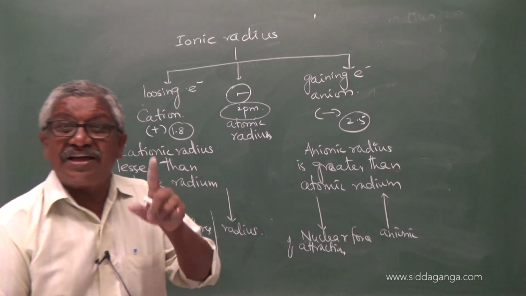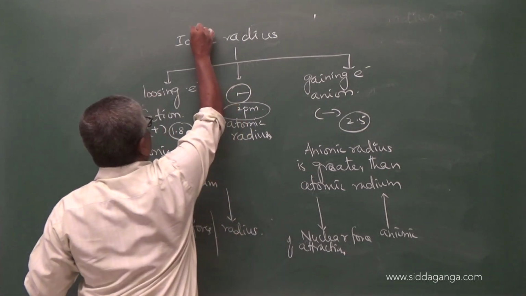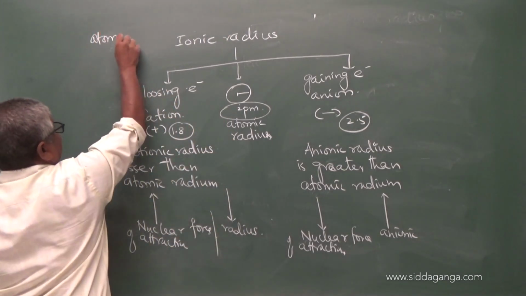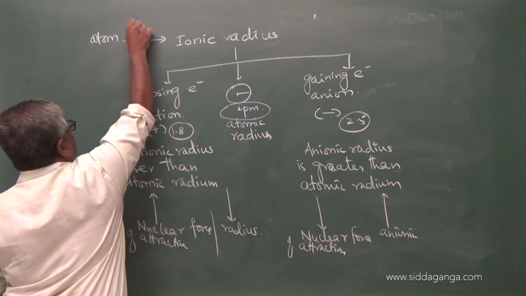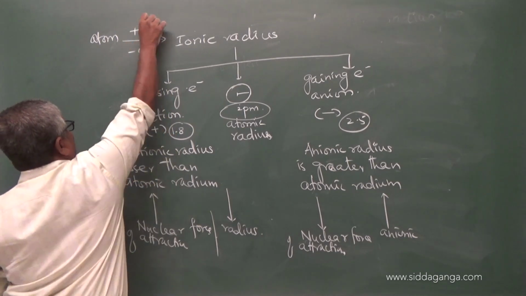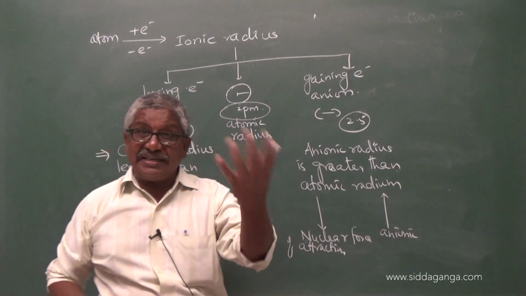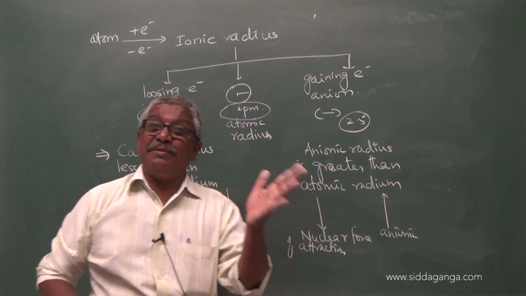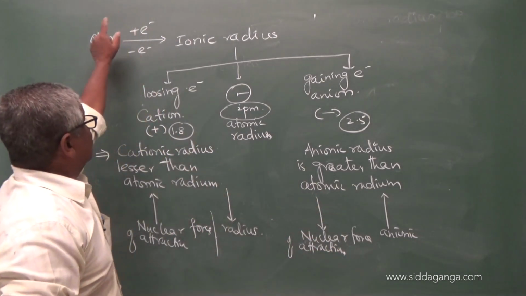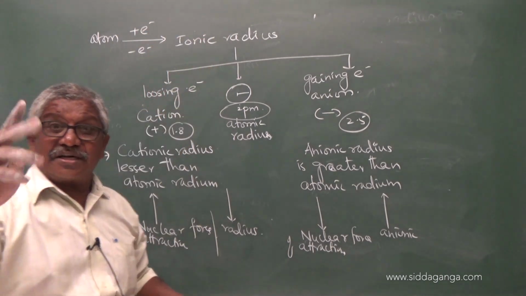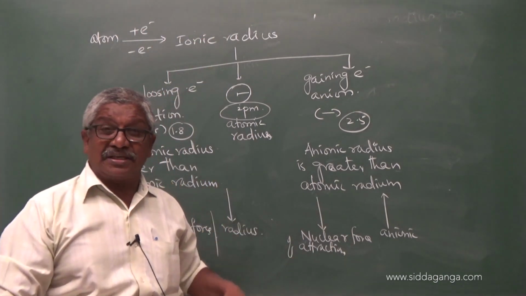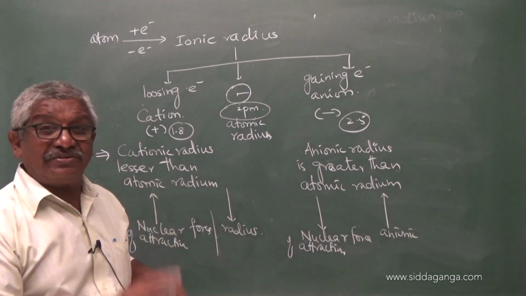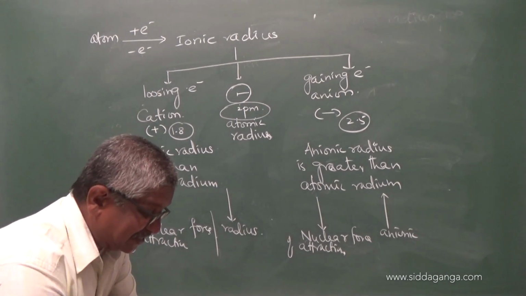So when ions are formed, the atom gains or loses electrons. If an electron is gained, the atom becomes an ion. If an electron is lost, the atom becomes an ion. Ions are of two types, cations and anions. Cations are positively charged and anions are negatively charged. Some examples for this.